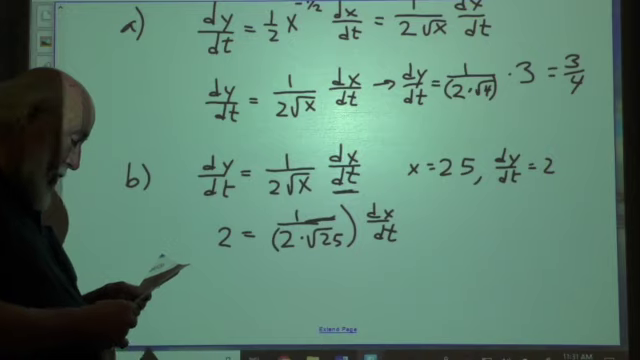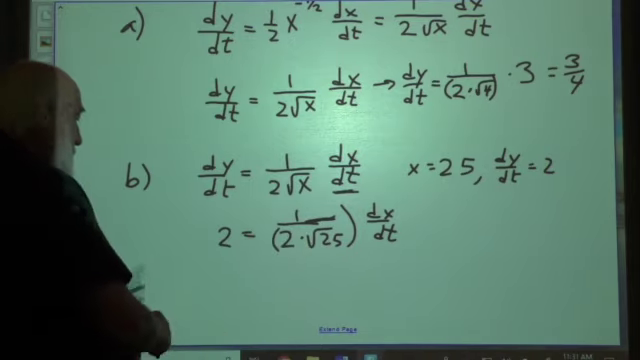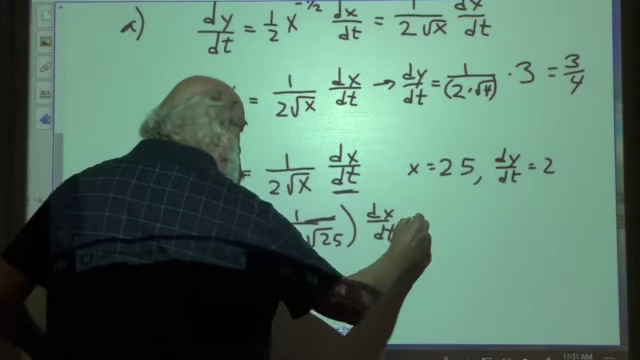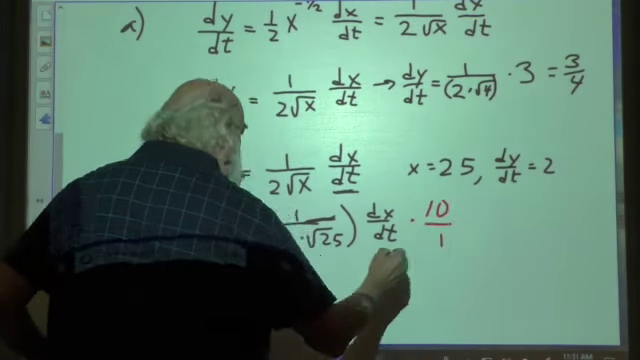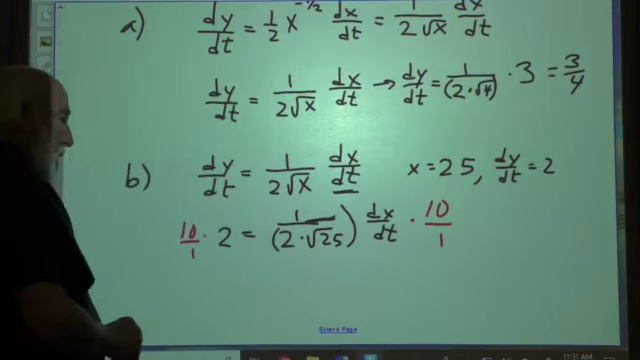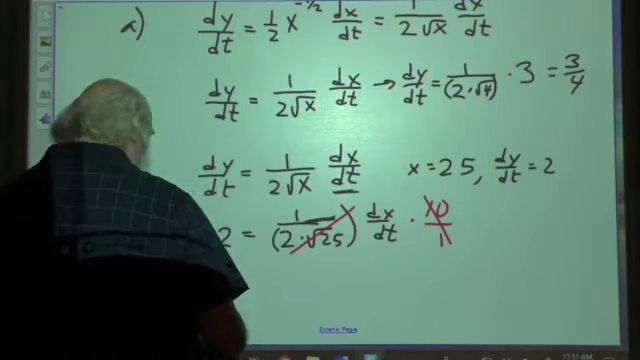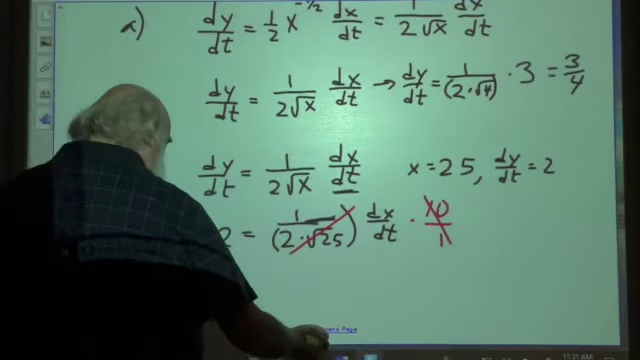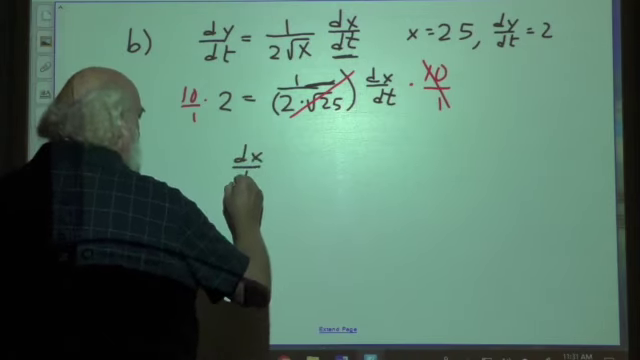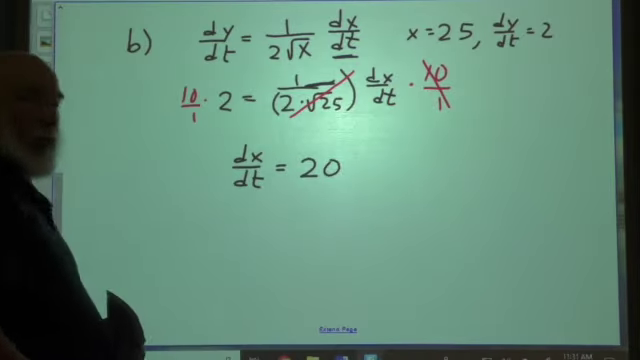Well, the square root of 25 is 5, 2 times 5 is 10. So we're going to multiply both sides by 10 over 1 to remove it from the dx/dt. These cancel out, and we're left with 2 times 10. So that means dx/dt equals 20. Not too bad.